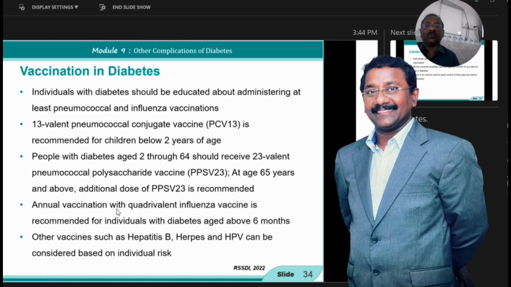Annual vaccination with the quadrivalent influenza vaccine is recommended for individuals with diabetes aged above 6 months. Other vaccines, hepatitis B, herpes, or now the HPV, can be considered based on individual risk. So these are very important vaccinations. Those people who can afford them, definitely you have to advise the vaccinations.